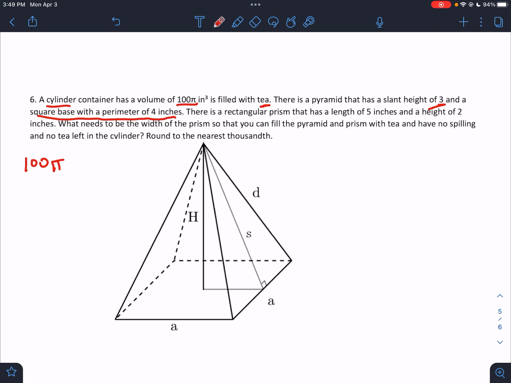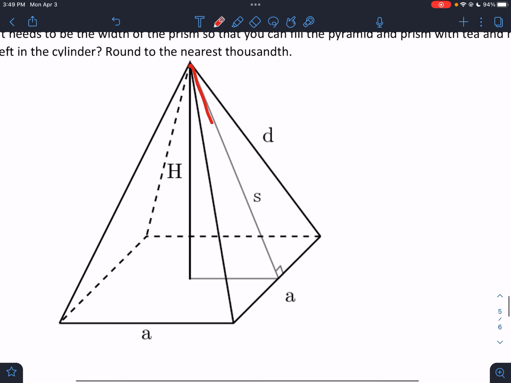Here's the pyramid. And they told us that we have a slant height of 3. And I need you to understand the slant height is this number, but I need the height. I need this number. What connects the slant height to the height? Well, that is the apothem. It's that line right there.